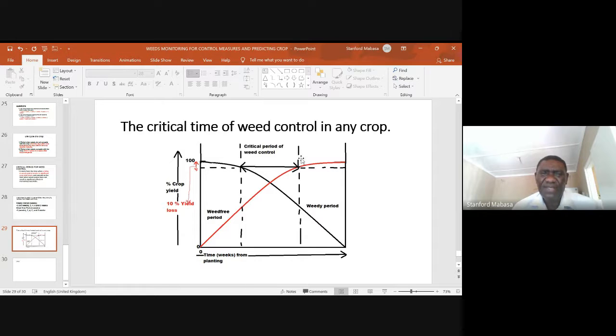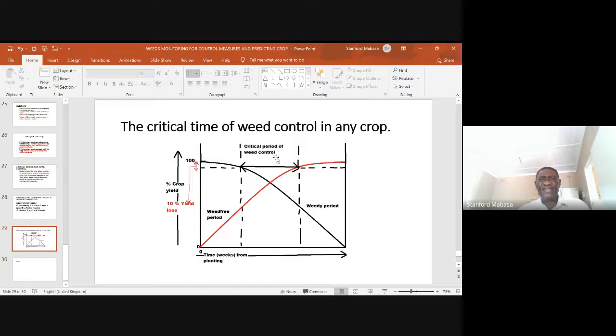How we get to this part is that if we allow probably 10% yield loss as not being important, or even 5%, or even zero, depending on what you want, we can now draw this straight line. Where it cuts off this point, we mark it, and where it cuts off this point, we mark it. So from this point to that point is what is defined as the critical period for weed control. This is the time when the crop is very sensitive to weeds.